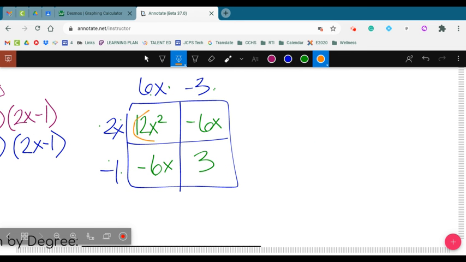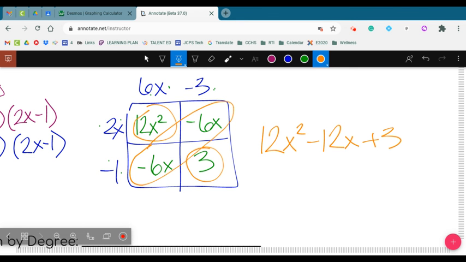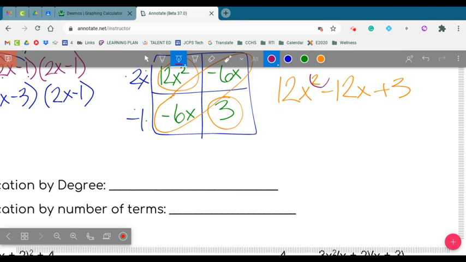And then you're going to get 12x squared, negative 6x and negative 6x is negative 12x, and then plus a positive 3. So on this, my biggest exponent is 2. This is quadratic. And I have 1, 2, 3 terms, so this is a trinomial.